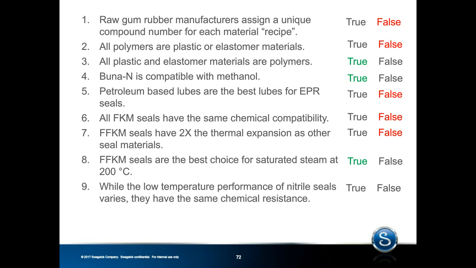Question 9. While the low temperature performance of nitrile seals varies, they all have the same chemical resistance. And I'm sure you can all see this question as pretty ridiculous, knowing that as the acrylonitrile and butadiene ratios fluctuate, not only does low temperature performance, but so does chemical resistance.